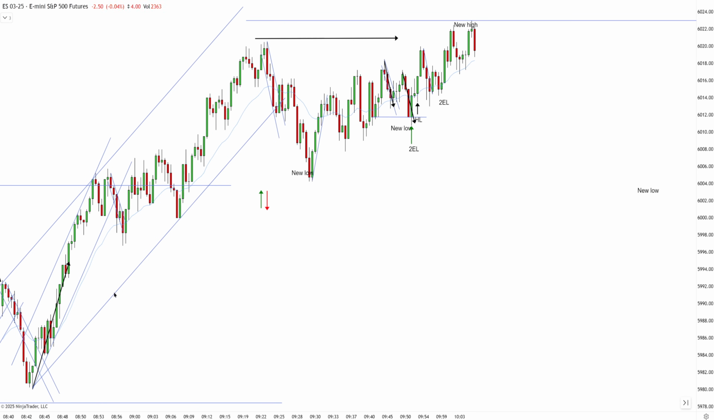You can see, you can predict what's going to happen. Uptrend break, so you can predict where the market is going to go. You expect a new high, and now we expect the market to correct or reverse. Let's see what's going to happen.